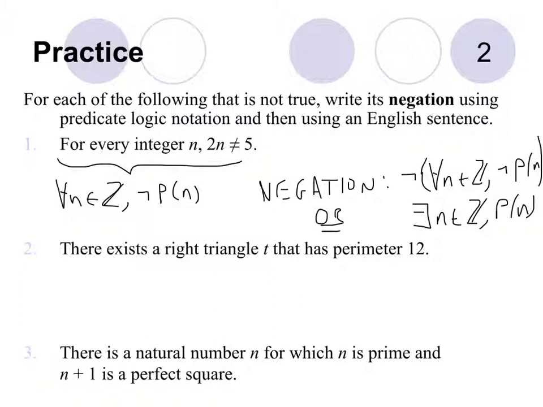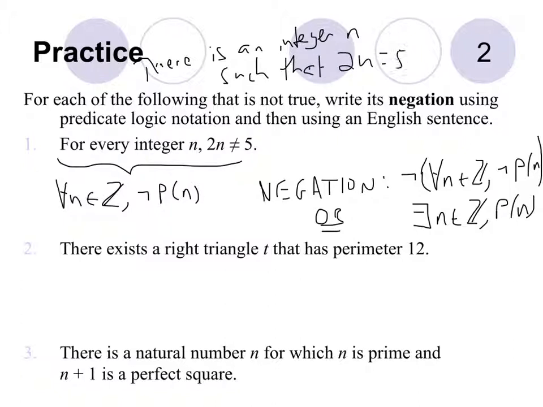And in English, I didn't give myself enough room on here, but in English that would be: there is an integer n such that 2n is equal to 5. And that's the conclusion we should have come up with anyway if we had just started from this and not done symbolic logic.